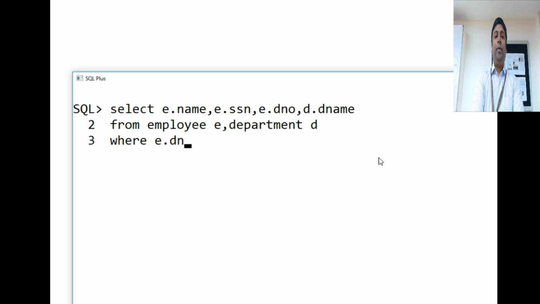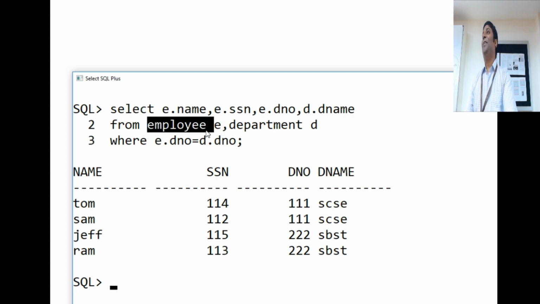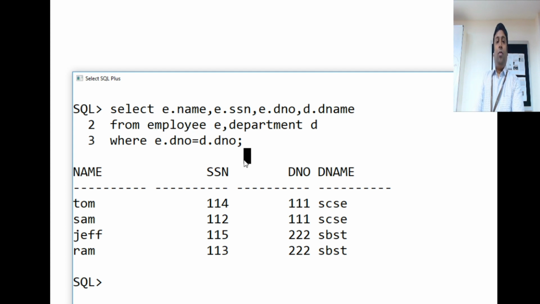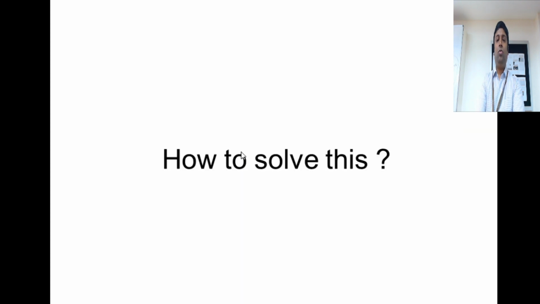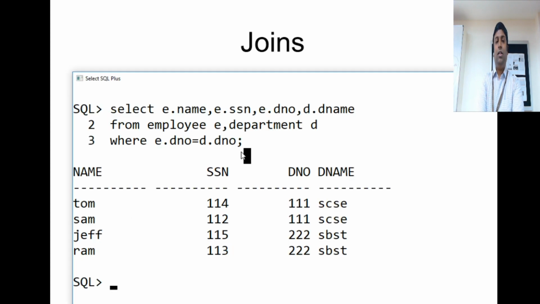Where E dot department number is equal to D dot department number. So you can shorten your query by using aliases. What is an alias? It's a shorter name for a bigger table name. So that's how you use aliases. And is this clear so far? How to join tables, how to write queries and avoid that ambiguity.